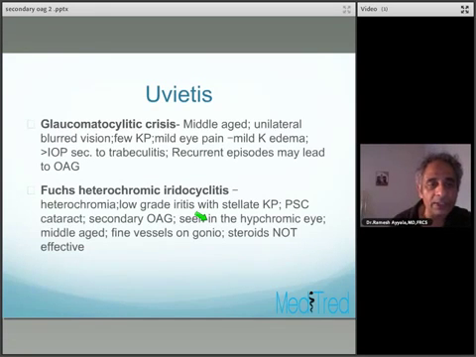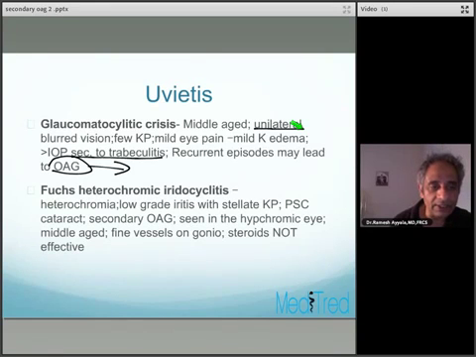Intraocular pressure is usually in the range of 30 to 50 millimeters of mercury and is thought to be secondary to trabeculitis. Recurrent episodes may lead to secondary permanent open-angle glaucoma, which in turn needs permanent treatment, such as either in terms of medications or surgical intervention. Even though this is said to be unilateral, rarely it can become bilateral, and I have several patients in my practice who had bilateral glaucomatocyclitic crisis.